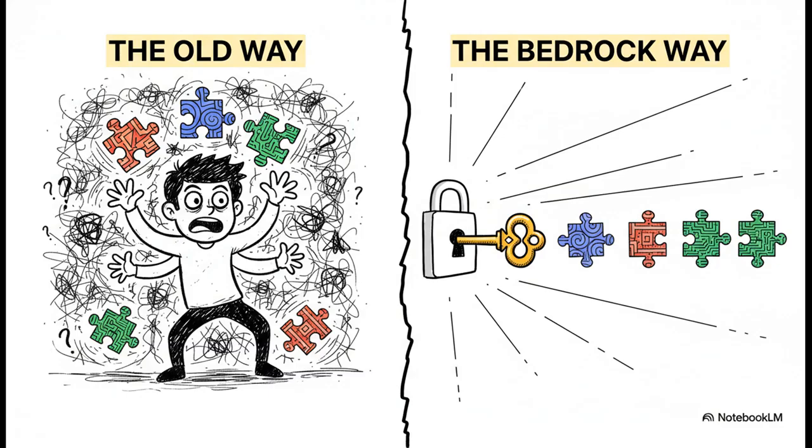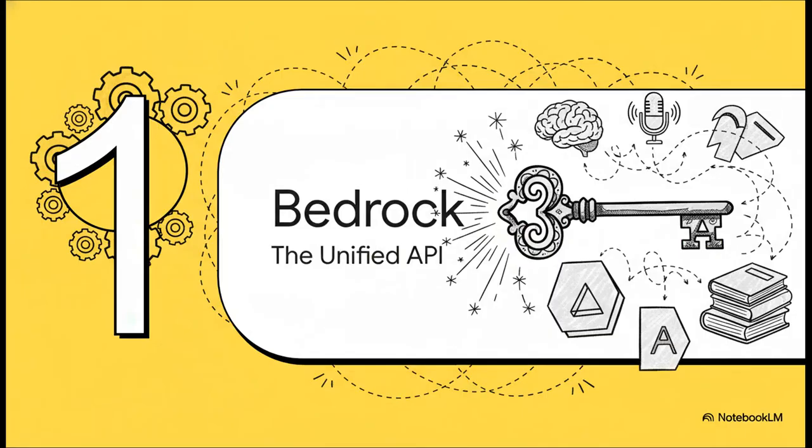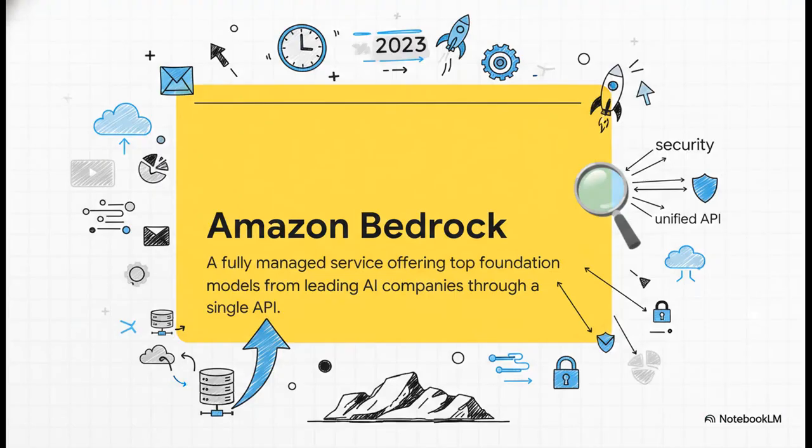So you have to ask, what if there was a much simpler, more unified way to get to all of them? Well, that brings us right to the solution, which is Amazon Bedrock. You can think of it like a universal key, one that's designed to unlock this whole world of generative AI. So what is it exactly?